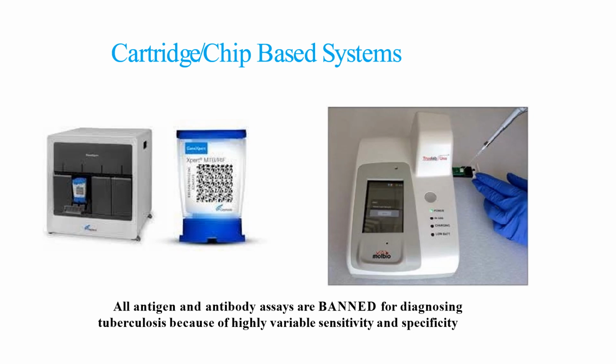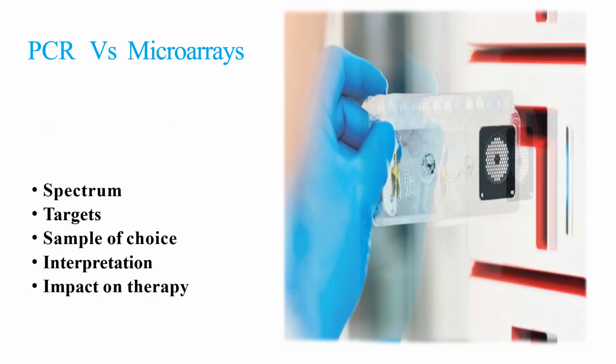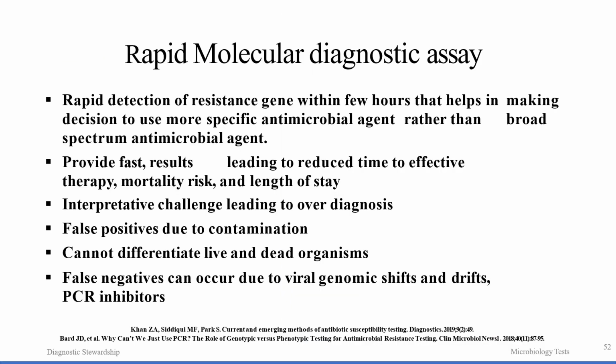Then there are cartridge-based tests as molecular diagnostic assays for diagnosis of infectious disease. Then the chip-based systems also. All antigen and antibody assays are banned for diagnosing tuberculosis because of highly variable sensitivity and specificity. Now, PCR versus microscopy depends upon the spectrum, the targets, the sample of choice, and the interpretation and the impact on therapy. Rapid detection of resistance genes within a few hours helps in making the decision to use more specific antimicrobial agents rather than broad-spectrum agents, which is an advantage of rapid molecular diagnostic assays.